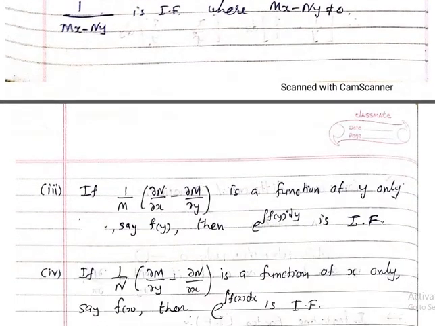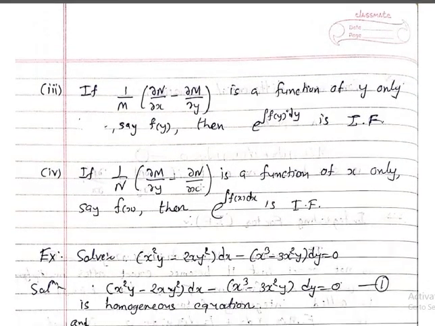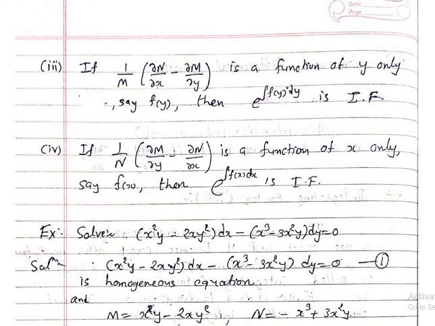Then the third case is if 1 upon M (del N by del x minus del M by del y) is a function of y only, say the function is f(y), then e raised to the integration of f(y) dy is the integrating factor. Now see, since the equation is not exact, both are not the same, so the subtraction will be some function.